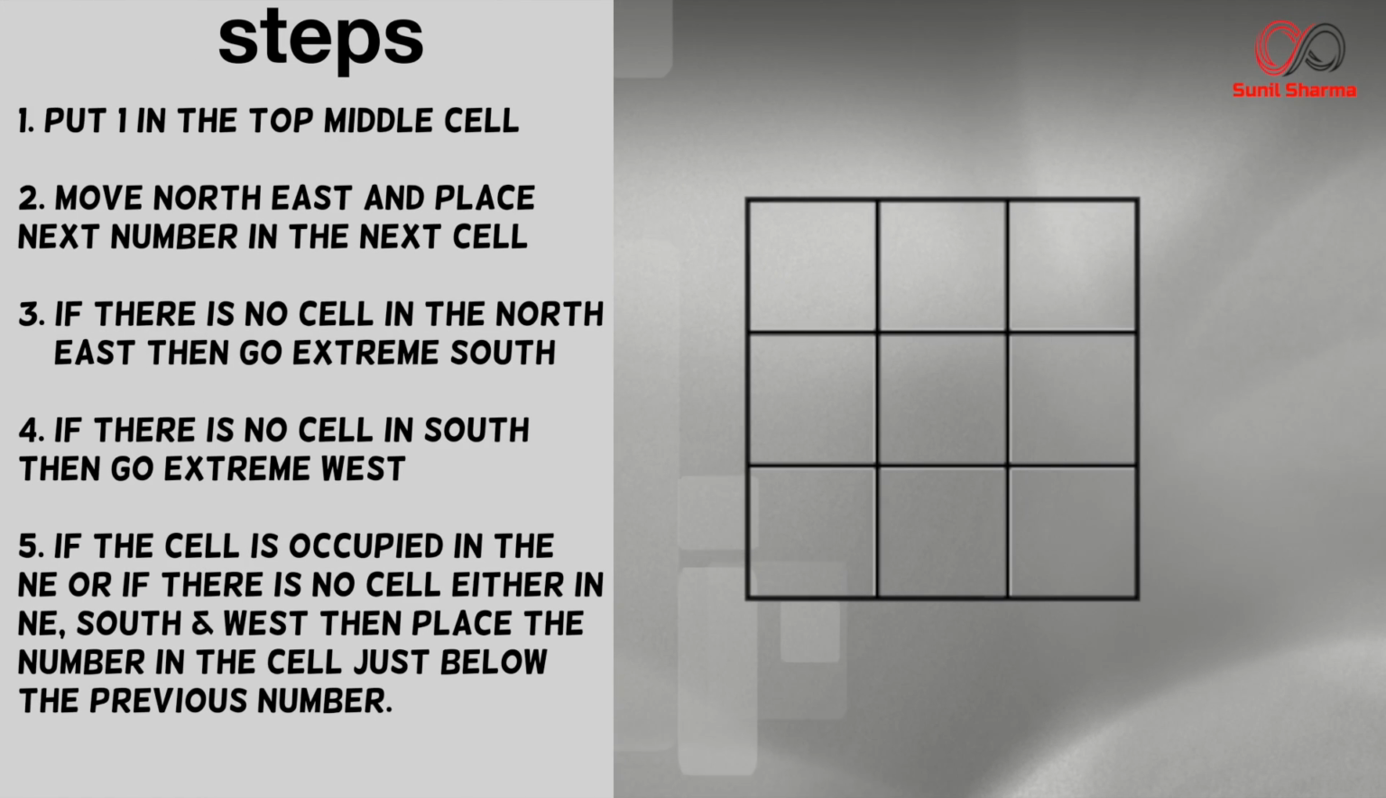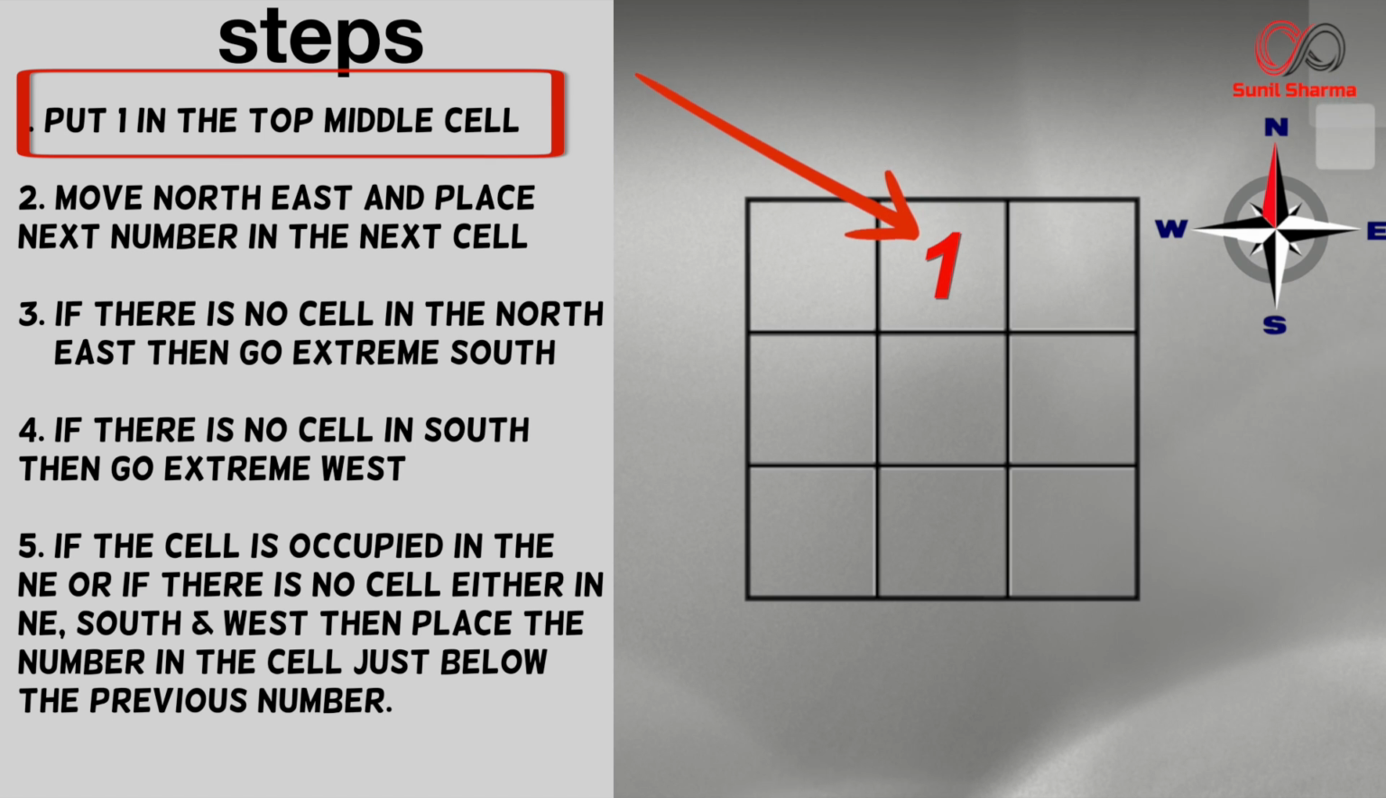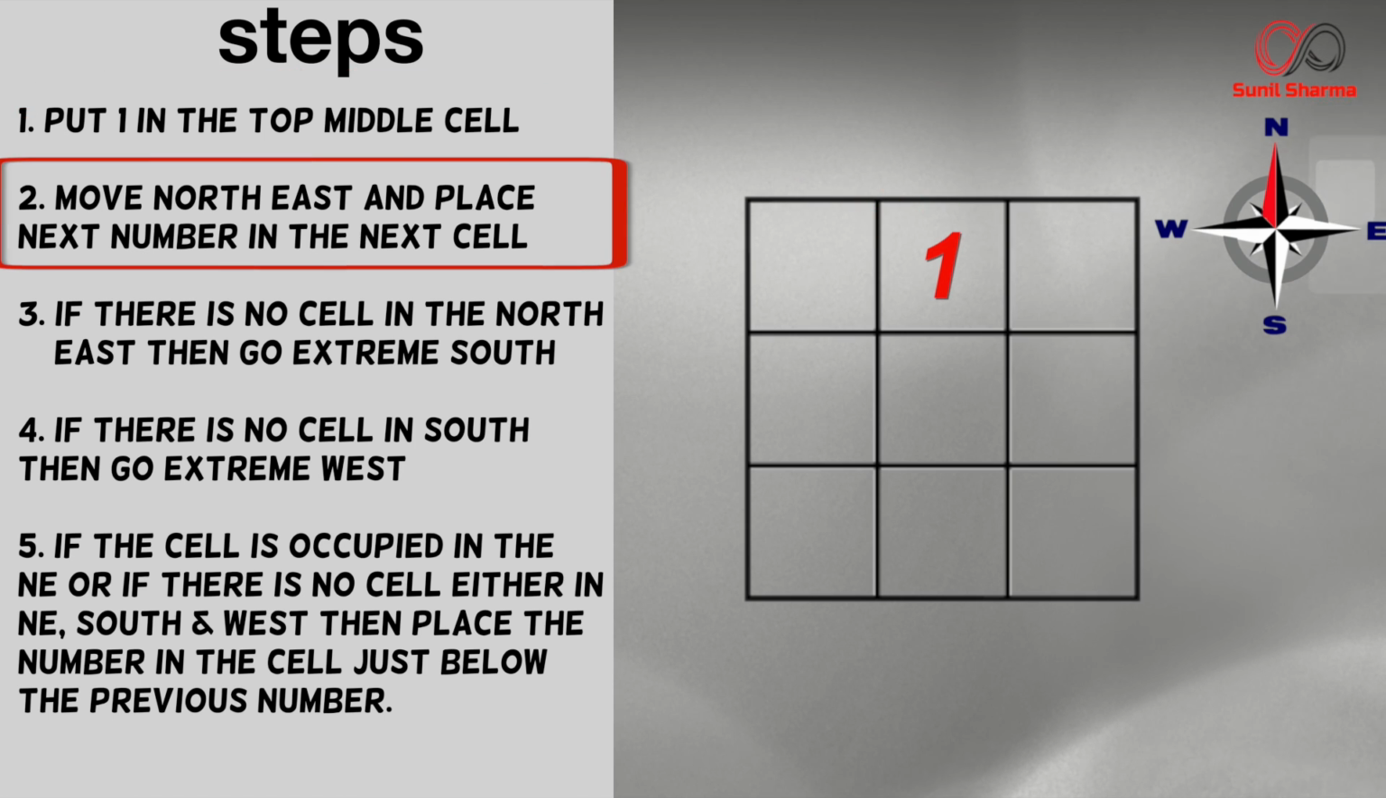So let me take a grid of 3x3 and then we'll start putting numbers from 1 to 9. And here are the rules which we need to follow. Step 1. Always start with the middle cell in the top row. We'll place 1 in this cell.